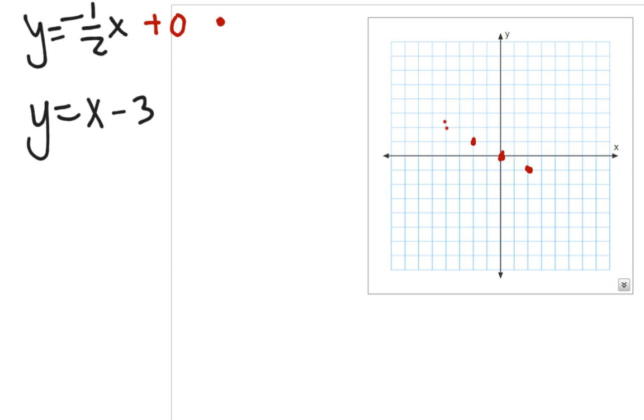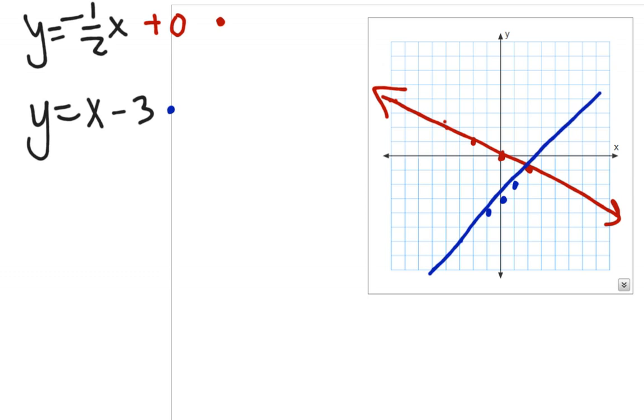Now, to make my graphing process a little bit easier, I'm going to draw in some guide dots. And there is y equals negative a half x. I'm going to do y equals x minus 3 in blue. So we're going to go down 3, that is our y-intercept, and make our point. Our slope is 1 over 1, so we're going to go up 1, right 1, or down 1, left 1. And again, I'm going to put in a couple of guide points to help make my life a little easier. And there are my two lines.